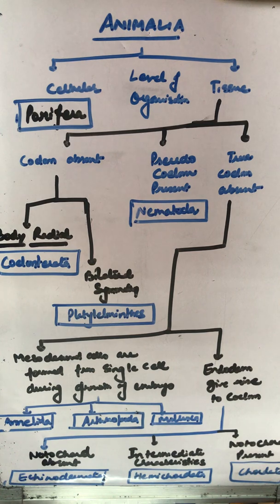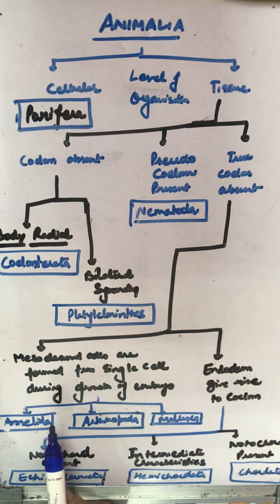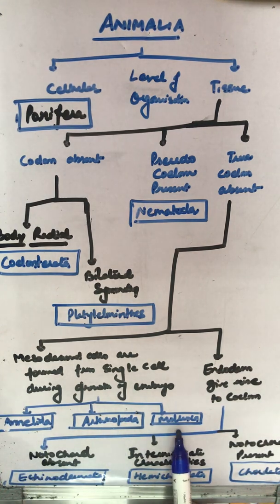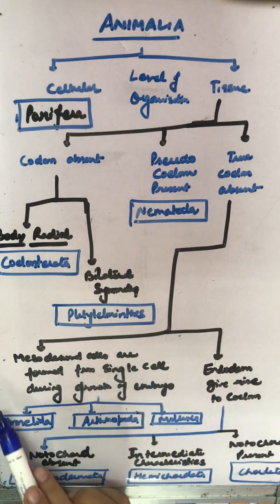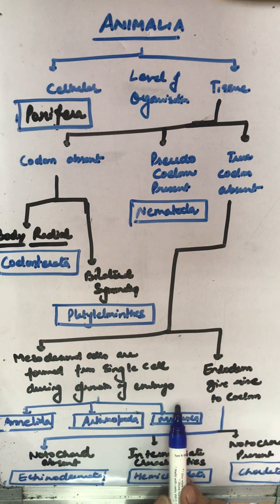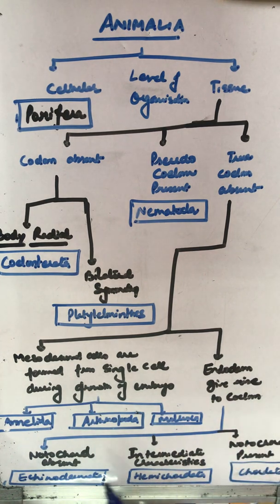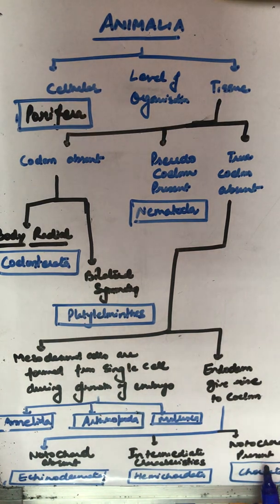Let's revise quickly how many phyla we have covered under kingdom Animalia. Number 1 is Porifera with the cellular level of organization. Then we move to body symmetry, where we have considered Coelenterata and Platyhelminthes. Then when the pseudocoelom is present, Nematoda. Afterwards we move to Annelida, then Arthropoda, Mollusca, on the basis of the mesodermal cells which are formed from the single cell during growth of the embryo. And if the endoderm gives rise to coelom, then we ask whether the notochord is present: Echinodermata, intermediate characteristics, Hemichordata, and notochord present, we call it Chordata.